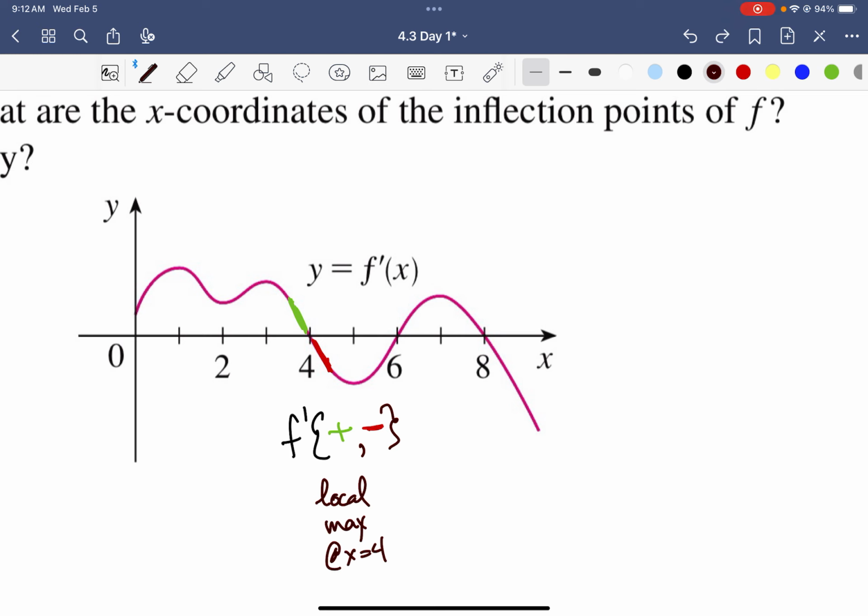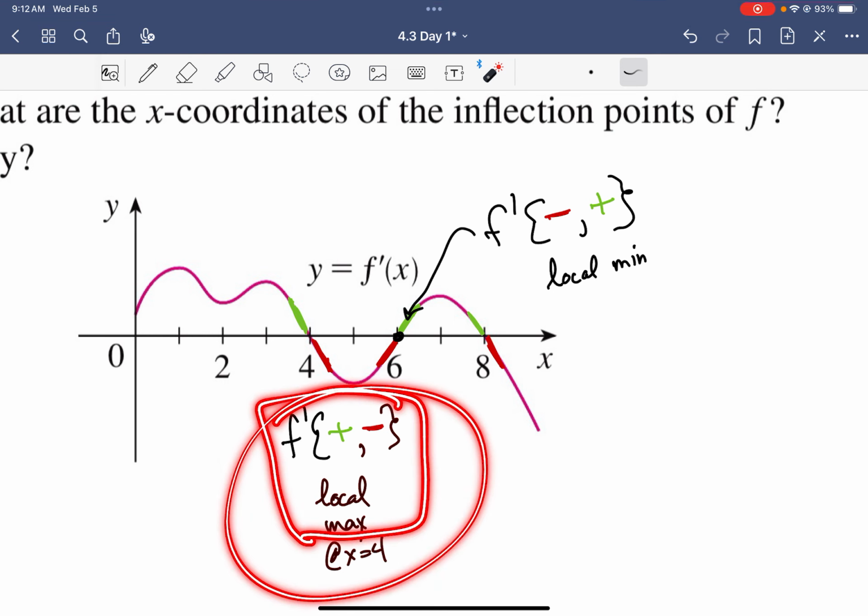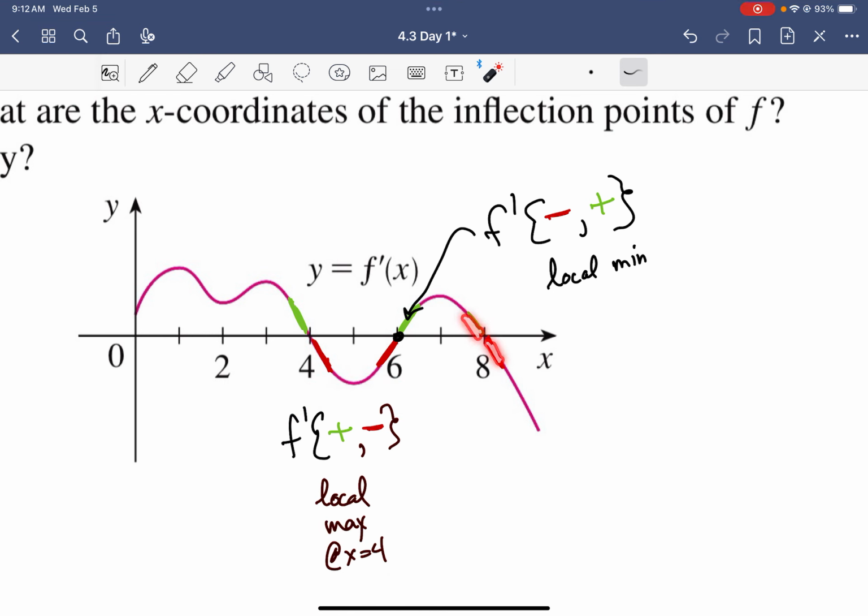Right? But then over here, we go from decreasing on f to increasing on f. So if f prime changes sign from negative to positive, we know right here at 6 that we have a local minimum, because we went from going down to going up. It must have been a minimum. Over here, again, we have one of those increasing to decreasing points. So right here at 8 is going to be another local maximum, because we change from increasing to decreasing on f.